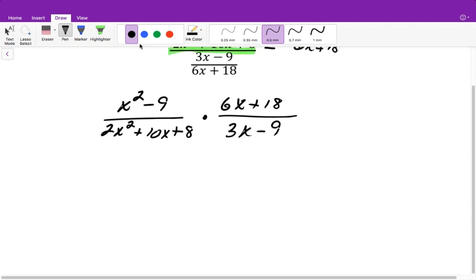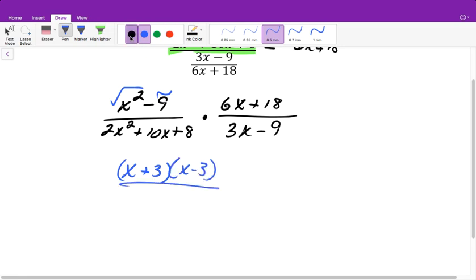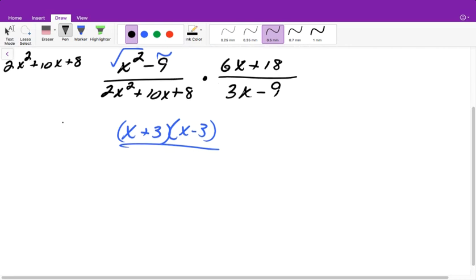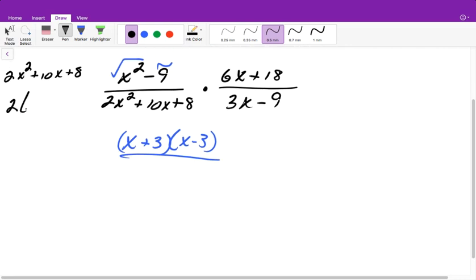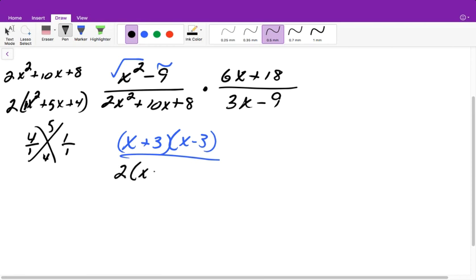Right, now we need to go ahead and factor all these since we're multiplying. So x squared minus 9, we can take the square root of each, so that will factor to x plus 3 times x minus 3. Here we can do 2x squared plus 10x plus 8. So now we can go ahead and factor out the GCF of 2. We're left with x squared plus 5x plus 4. So we can draw our x. 1 times 4 gives me 4. The 5 drops. Numbers that multiply to 4 and add to 5 are 4 and 1. We divide by 1 since this is 1 here. So it's 2 times x plus 4 times x plus 1.